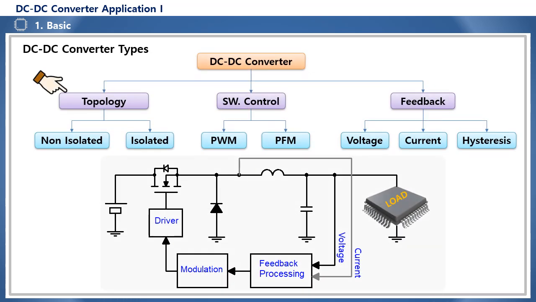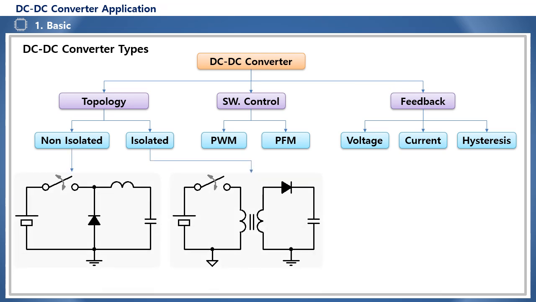DC-DC converters are divided into non-isolated and isolated types depending on the components and method, that is, topology, and the non-isolated type is mostly used. Depending on the method of controlling the switching elements, i.e. the modulation method, it is classified into pulse width modulation, PWM, and pulse frequency modulation, PFM. And a feedback structure is required to obtain a constant output voltage, and it is divided into three methods of feeding back the output voltage, output current, and hysteresis of the output voltage.